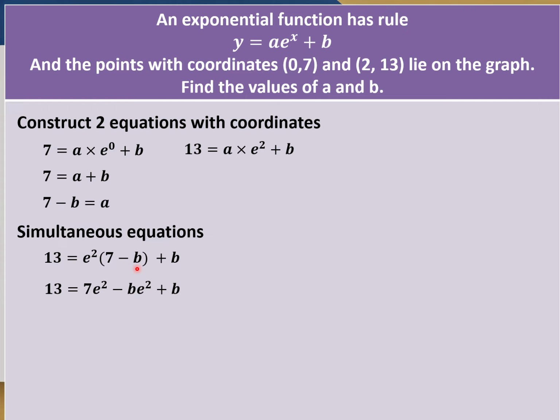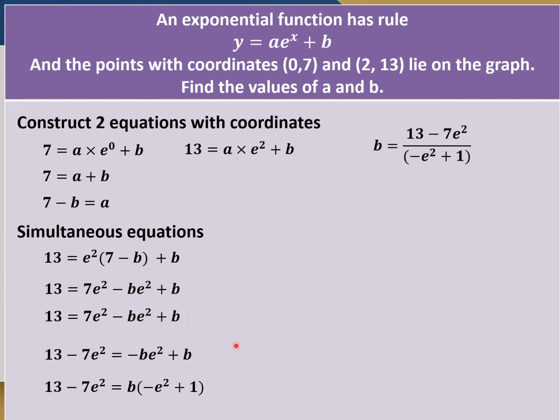Now, because I'm wanting to find b, I want b to be by itself. So be mindful of that. I accidentally wrote the same step again, so I just put it there. So that means I'm going to take 7e squared to the other side. Now I've done that, over on my right-hand side, both terms have b, so straight away I could factor that b out. So if I factor that b out, I've got b in brackets negative e squared plus 1. So to get b by itself, I just need to divide everything by negative e squared plus 1. So now I know my b value.